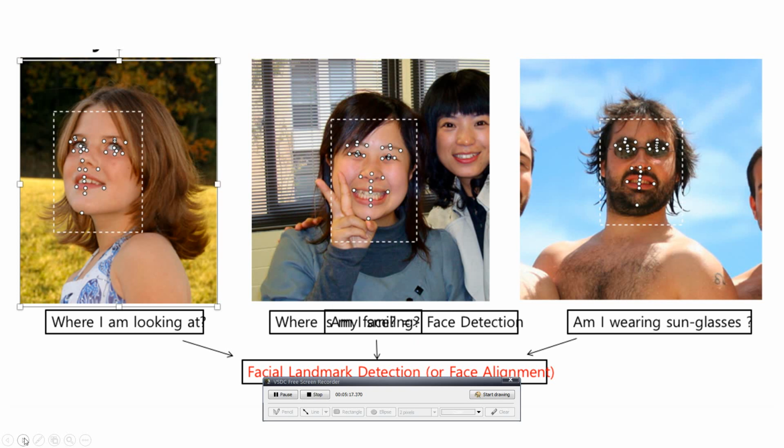The next slide, as shown, is about the different appearance and pose. For example, in the left picture, we use face alignment to determine where the woman is looking. For the middle one, it is used to find where the specific woman's face is located. And for the right picture, we determine if the man in the picture is wearing sunglasses.